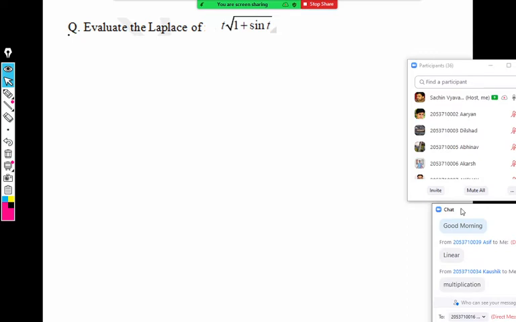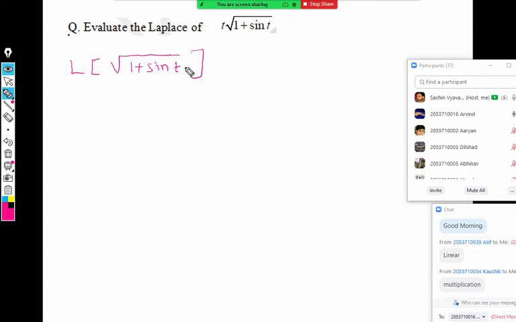You can observe that the factor t is there. This t indicates the multiplication by t property. Then this should be our f of t. Now how to get the Laplace of the square root of 1 plus sin t? That is the important thing. Now this is not a standard function. We cannot apply linearity property because the square root is there. So what should be done?